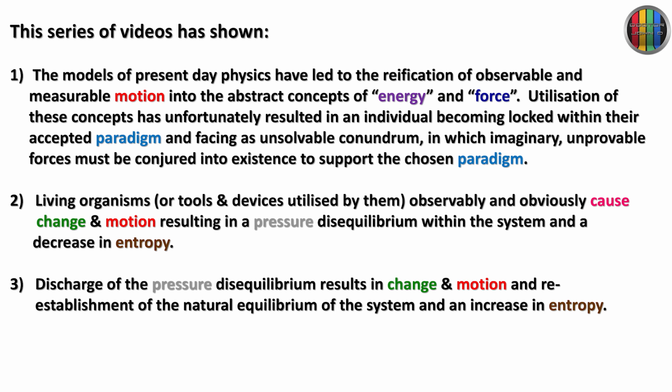2. Living organisms, or tools and devices utilized by them, observably and obviously cause change and motion, resulting in a pressure disequilibrium within the system and a decrease in entropy. 3. Discharge of the pressure disequilibrium results in change and motion, and re-establishment of the natural equilibrium of the system and an increase in entropy.